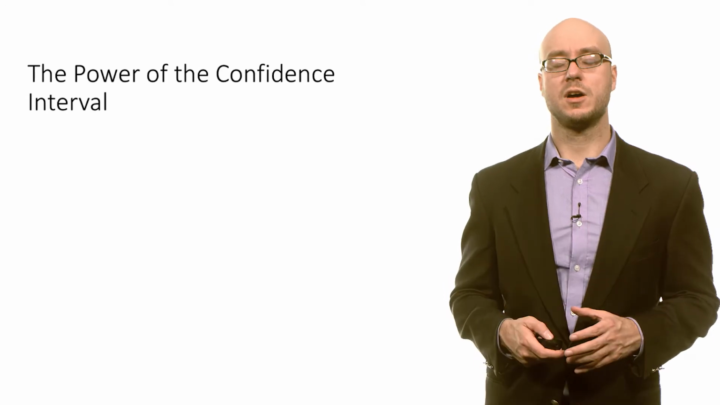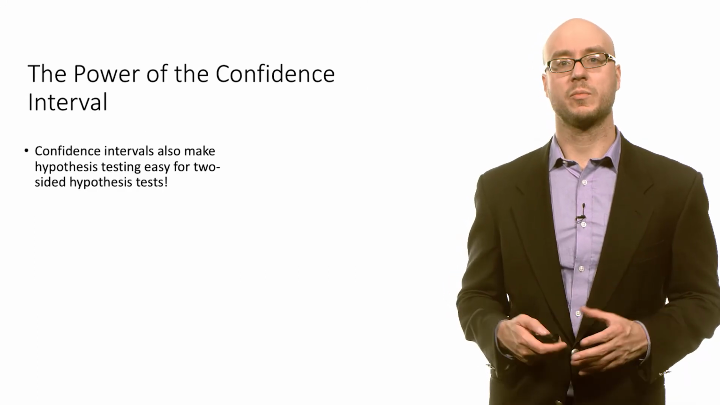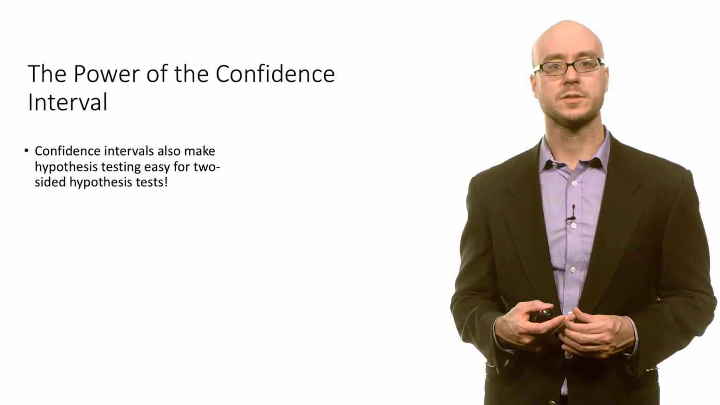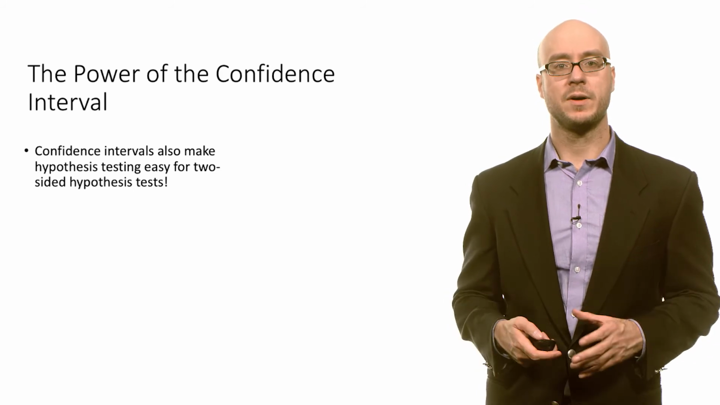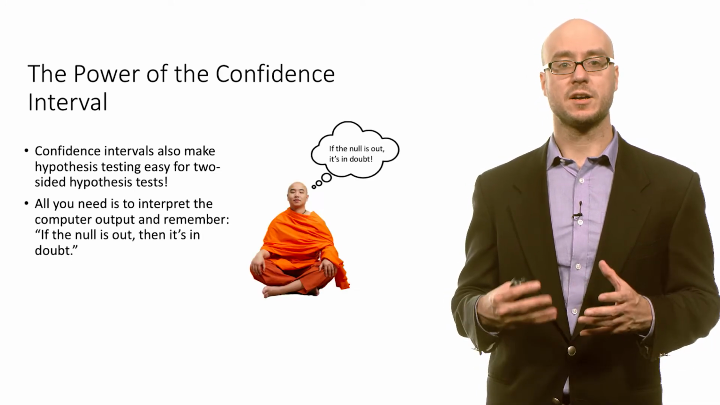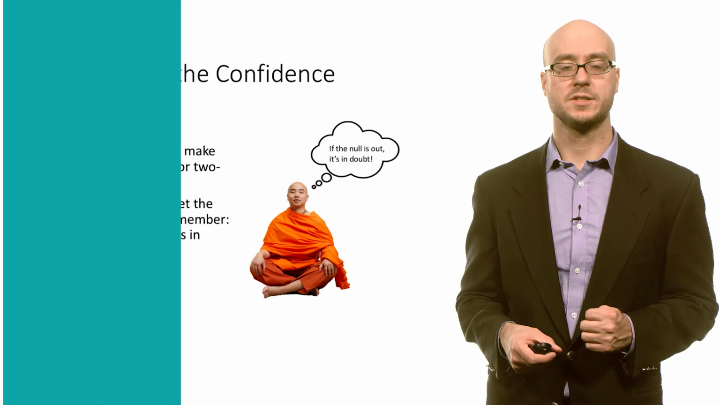The confidence interval is also very powerful and commonly reported in actual research articles. Confidence intervals can make hypothesis testing easy, especially in the context of a two-sided hypothesis test. So all you need to interpret the output from a confidence interval is that if the null is out, then it's in doubt. Okay?